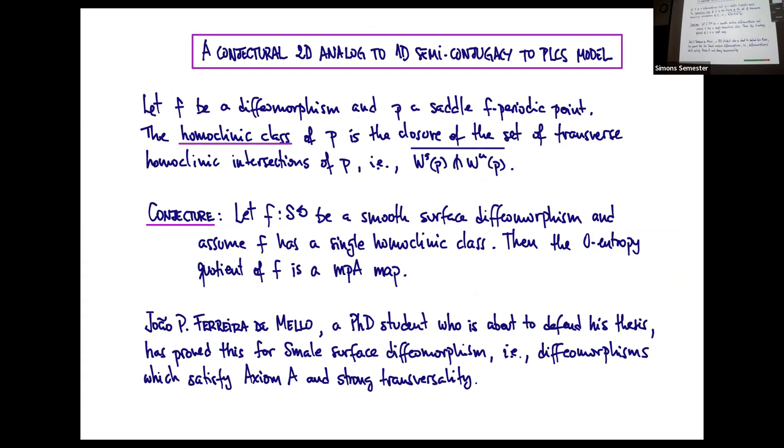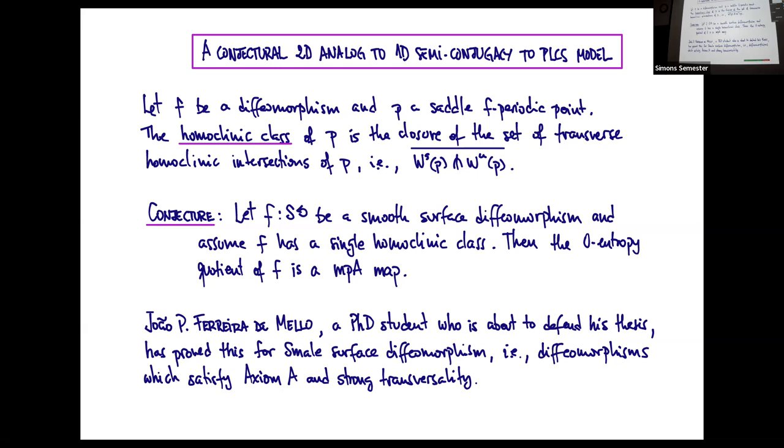So take the homoclinic class of a point. Here's a conjecture that I asked Tanya to look into: you need conditions here, and maybe you need a condition to be able to use Provisier, Sarig, Bouzy, or something. Suppose you have a smooth surface diffeo, and assume, say, that you have a single homoclinic class. Then the zero entropy quotient should be a measurable pseudo-Anosov map. If it has many homoclinic classes, which is the two-dimensional analog of being renormalizable in dimension one, then you have to think about it and maybe do something a little more delicate.